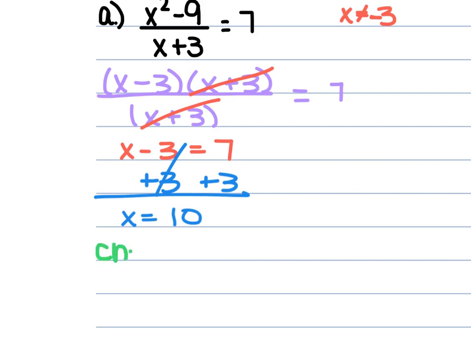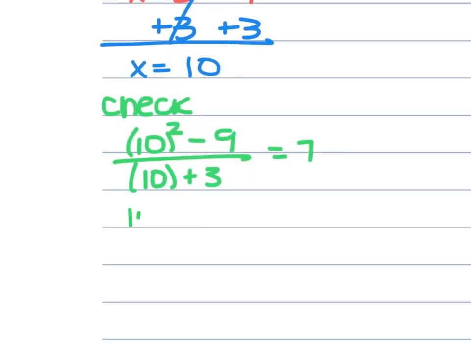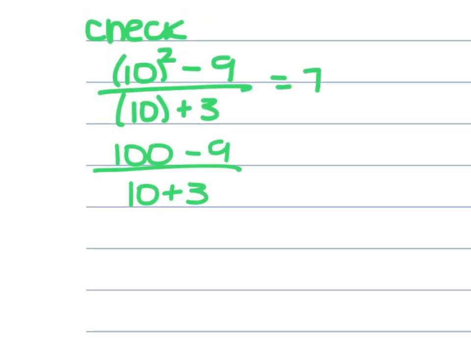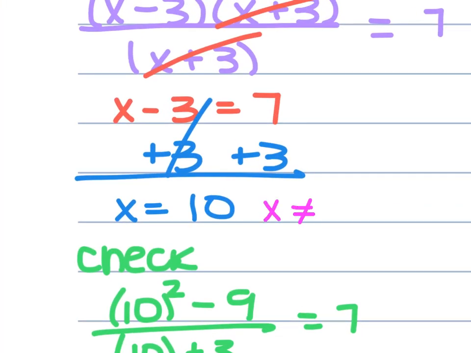To check, plug it into the original. So we're going to have 10 squared minus 9 over 10 plus 3 is equal to 7. So 10 squared is 100. 100 minus 9 over 10 plus 3. 100 minus 9 gives us 91. Divide that by 13. That should give us 7, and in fact, it does. So if 7 is equal to 7, we know that our answer of x is equal to 10 is our solution, and x cannot equal negative 3.